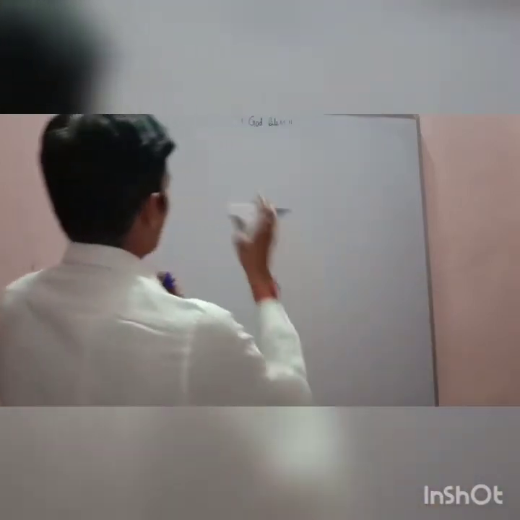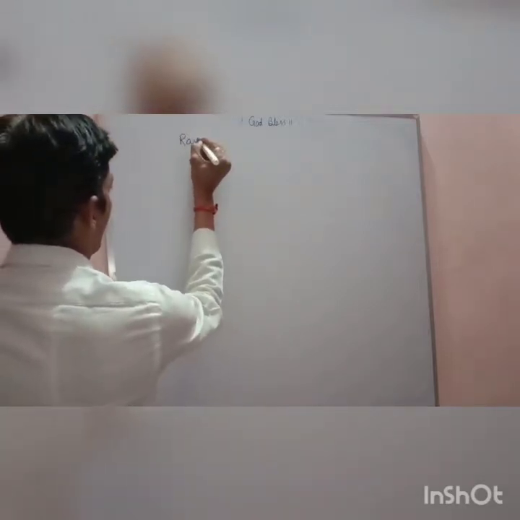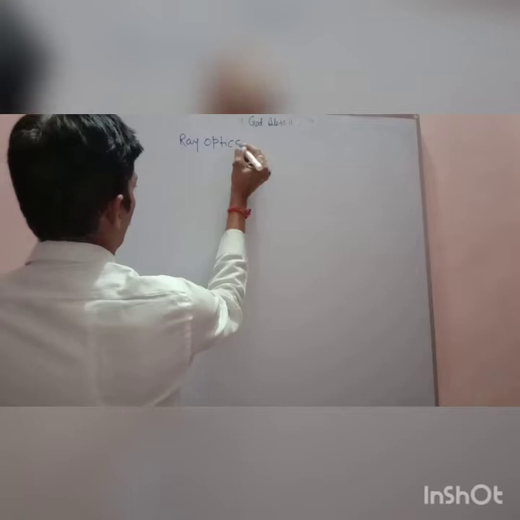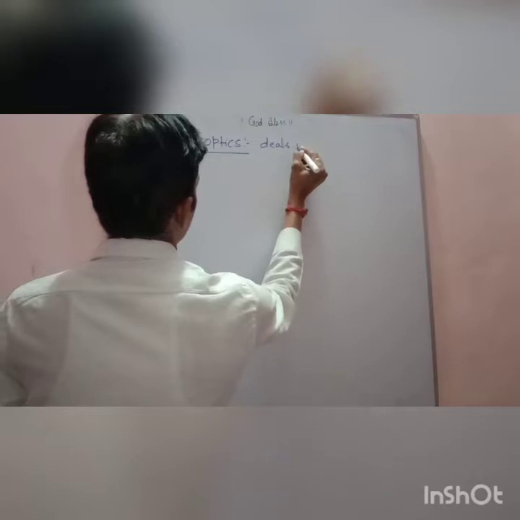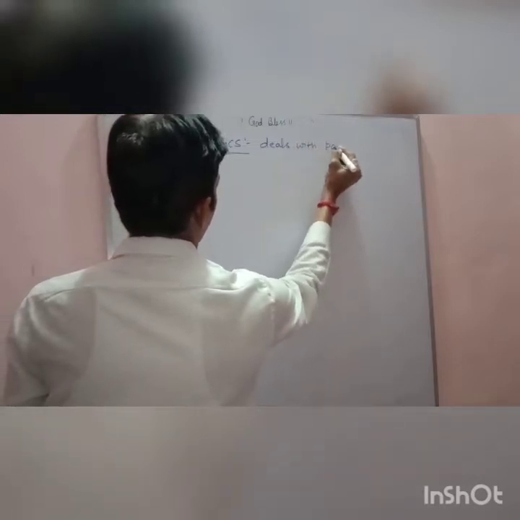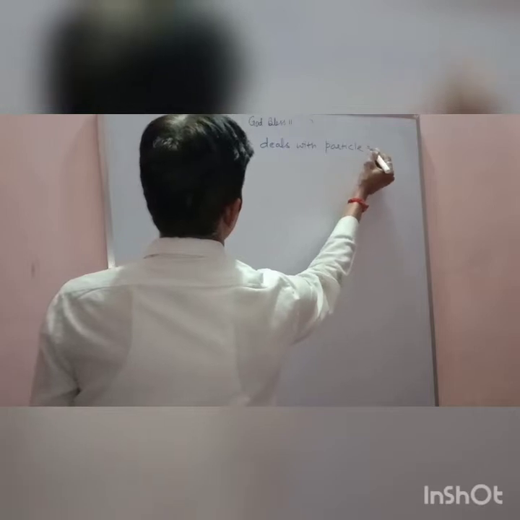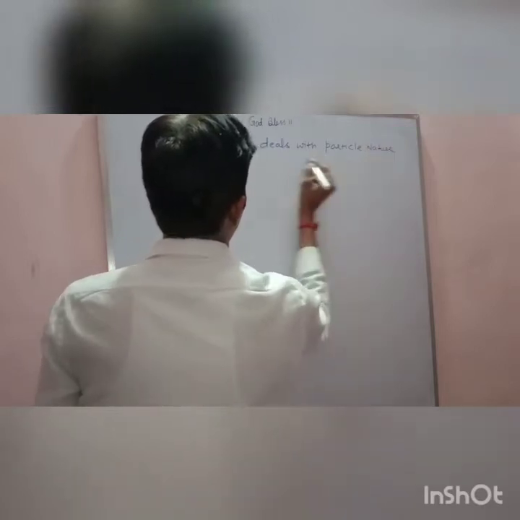So my dear students, as we know, ray optics is the one where the size of the object is large as compared to the wavelength of light, and in wave optics the size of the object is comparable with the wavelength of light. I am giving one more point about it. Because I started with ray optics, ray optics deals with the particle nature of light.